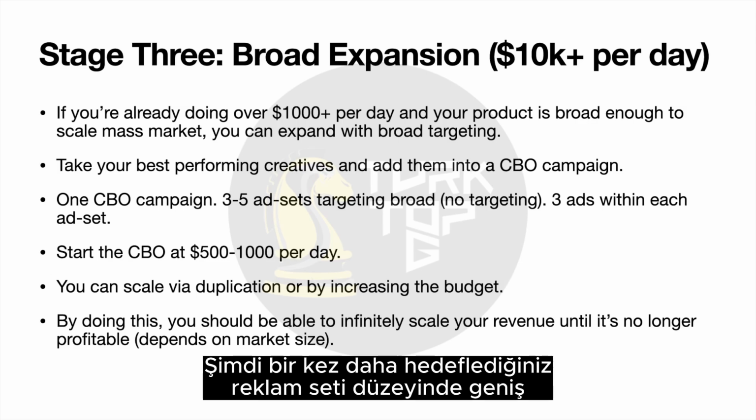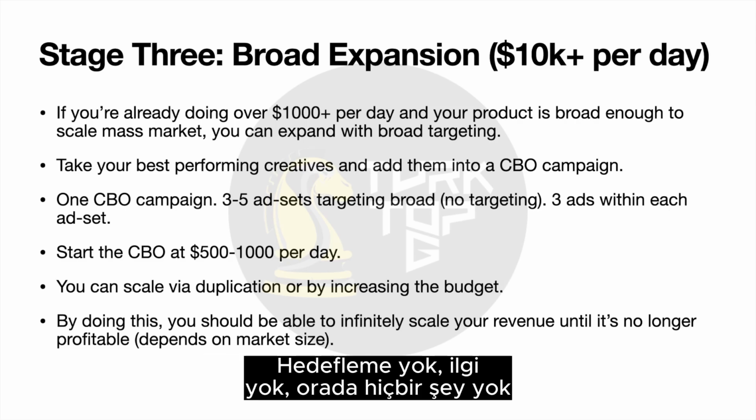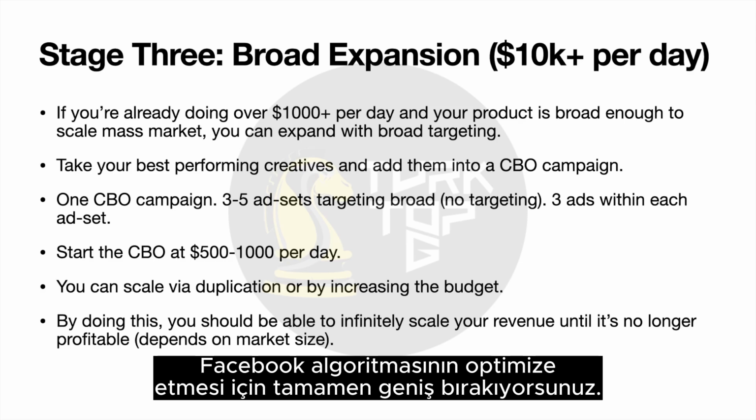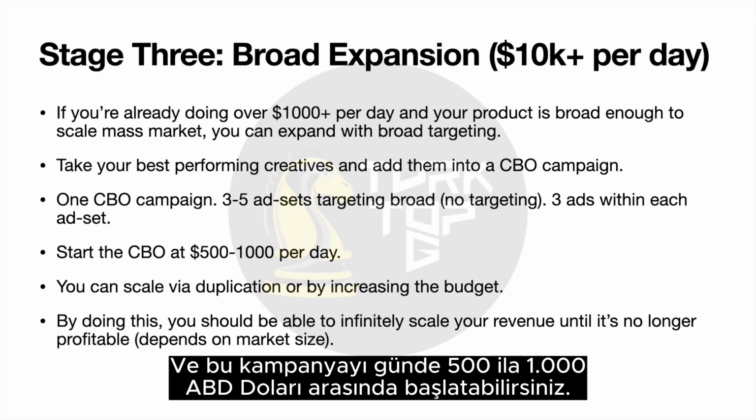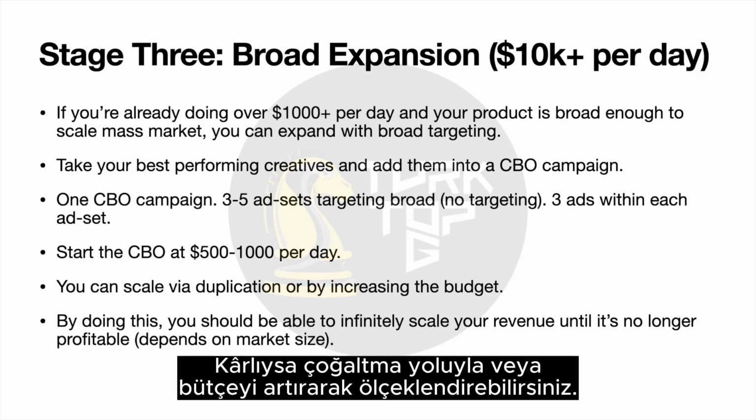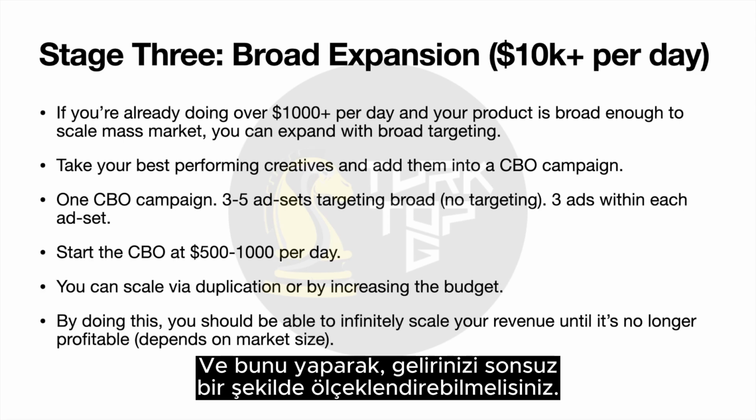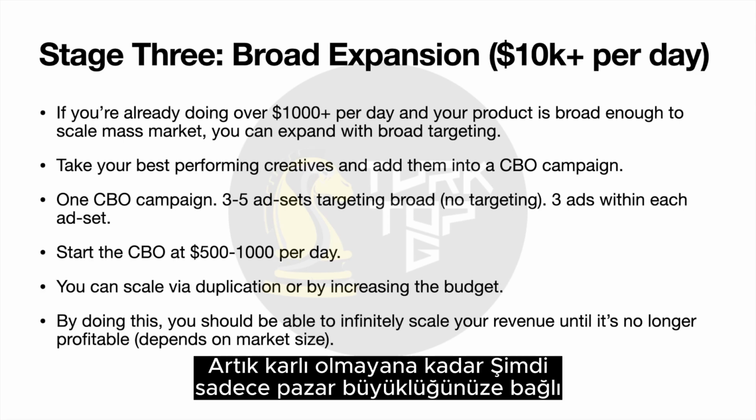Now, once again, at the ad set level, you're targeting broad. There's no targeting, there's no interest, there's nothing in there. You're just leaving it completely broad for the Facebook algorithm to optimize. And you can start this campaign at $500 to $1,000 per day. If it's profitable, you can scale via duplication or by increasing the budget. And by doing this, you should be able to infinitely scale your revenue until it's no longer profitable.